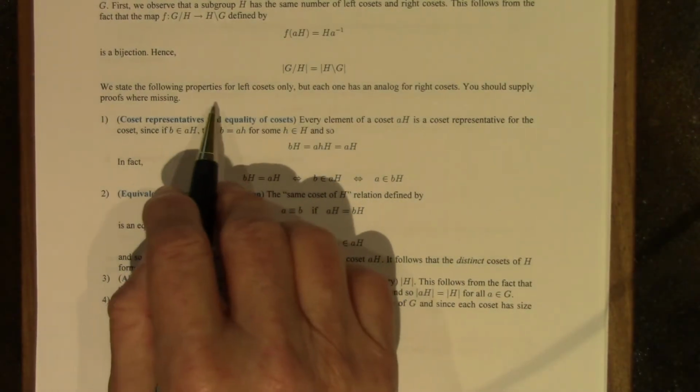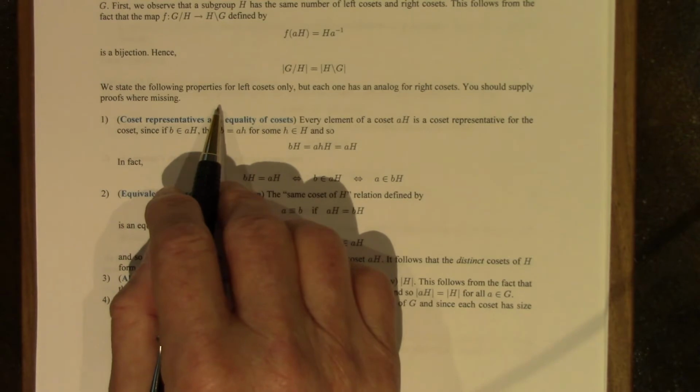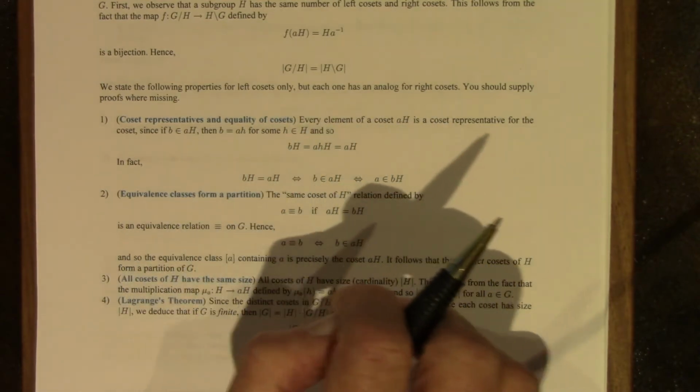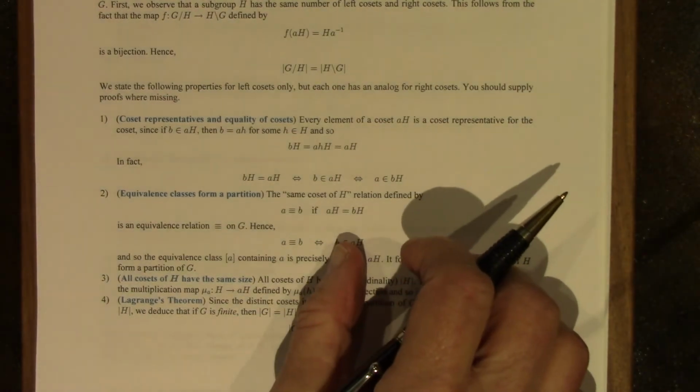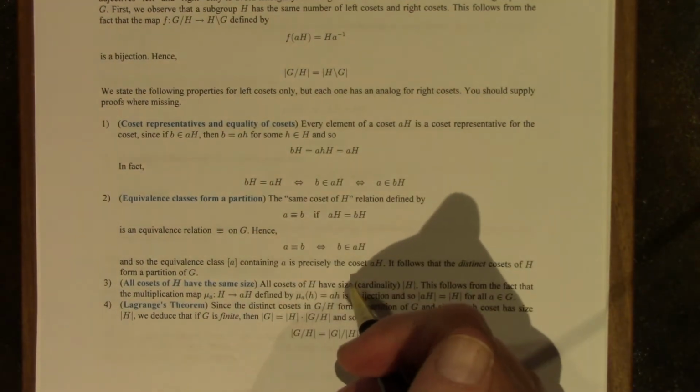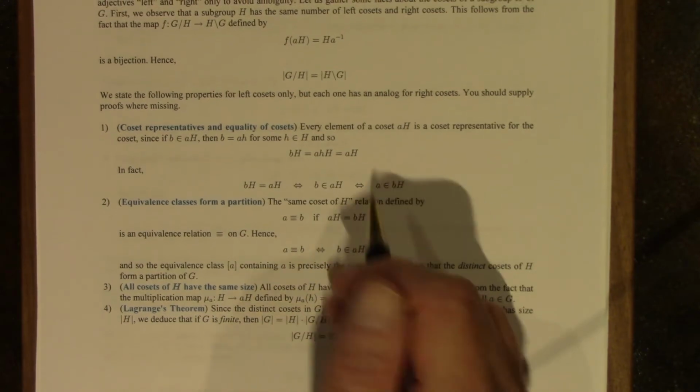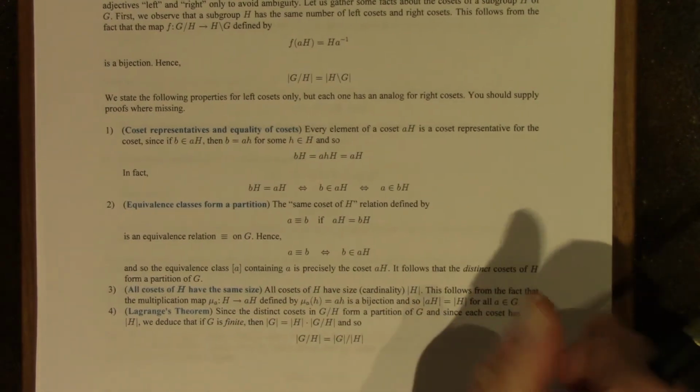Now here are some properties of left cosets, and there are corresponding properties for right cosets, and I'll let you supply the formulation for right cosets and also supply any proofs that are missing, as usual.